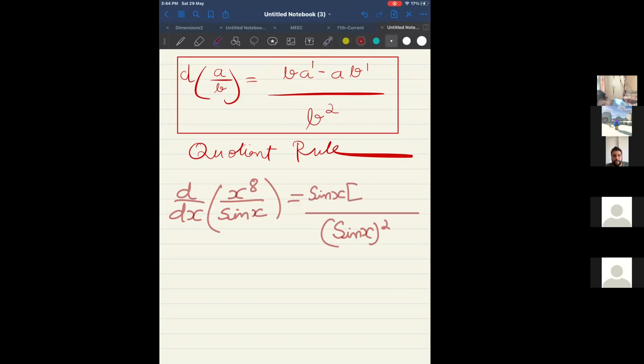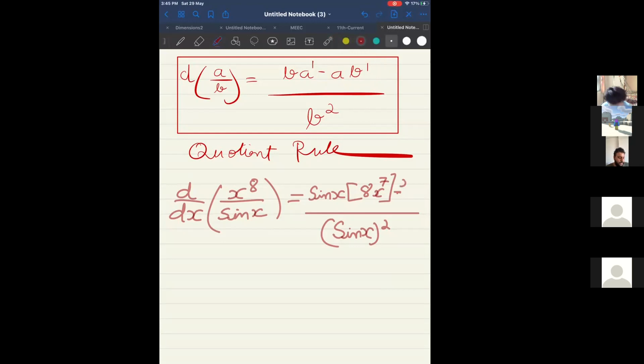What is the differentiation of the numerator? What is the numerator? X power 8. Differentiation will be 8x power 7. Clear? Then it will be minus. What is the next part? Numerator as it is, into differentiation of the denominator.